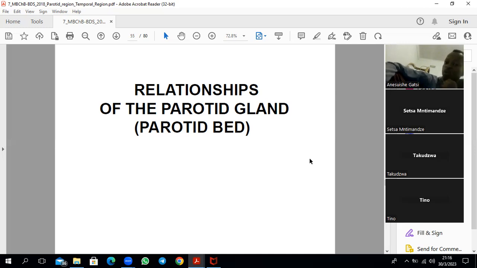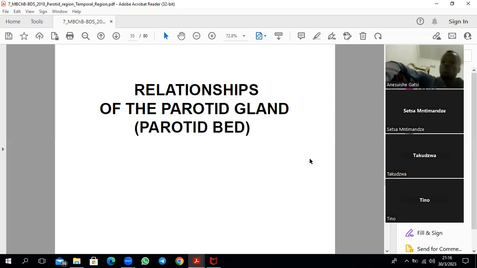call myoepithelial cells. Myo means muscle. Epithelial means lining. So these are lining cells that can contract. And these are unique to the parotid, and in the pancreas, they are not there. Why? Because once I produce saliva, to move the saliva, I need cells that will contract. And those cells that are going to contract are the myoepithelial cells.